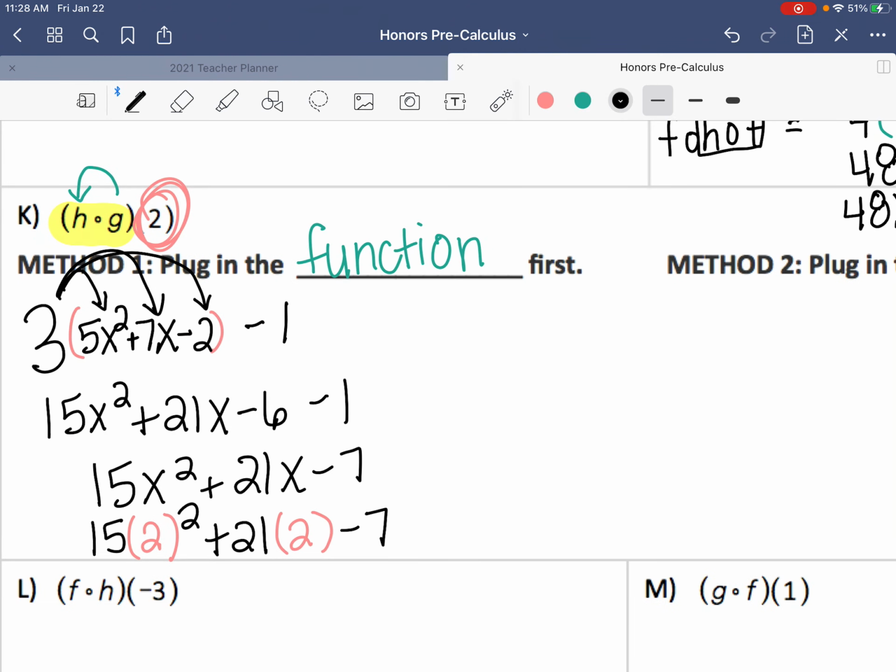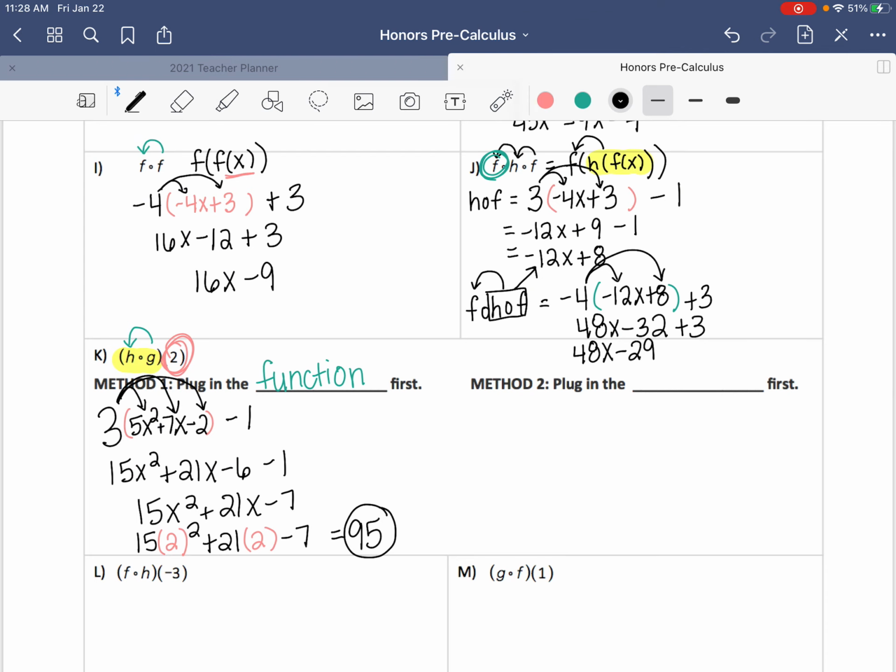And then that's going to turn into minus 7. All right, so when I look at it, I have 15, so that is going to be 60. Then we have plus 42, so that's going to be 102. And then 102 minus 7 is going to give me a final total of 95.